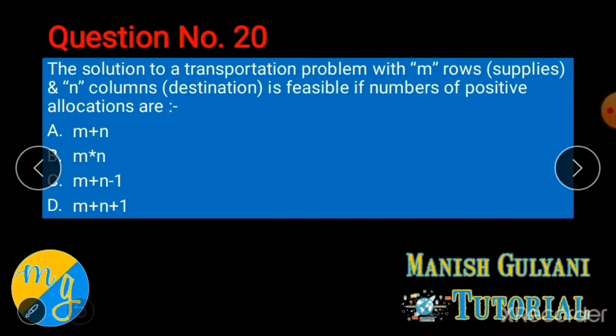After solving the problem through the VAM method, NWCM method, or LCM method, you have to check when m plus n minus 1 is not equal to the occupied cells. That's the case of degeneracy. The formula is m plus n minus 1. So option C is your correct option.